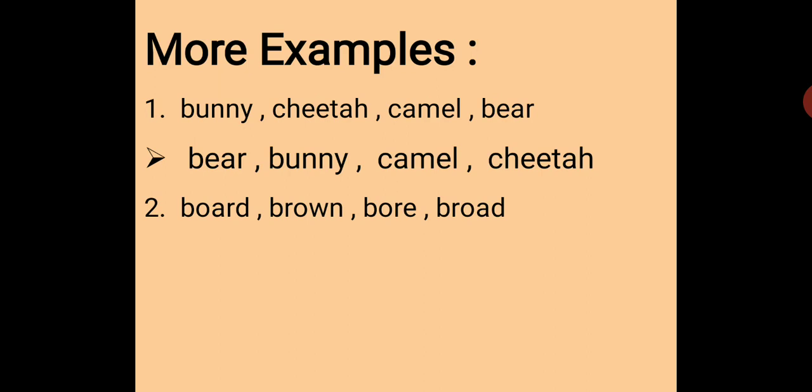So which letter comes first in A and R in alphabetical order? Obviously A. So our first word of the answer is board, B-O-A-R-D, board. And the second word of the answer is bore. Here we have done the arranging of the B-O words.